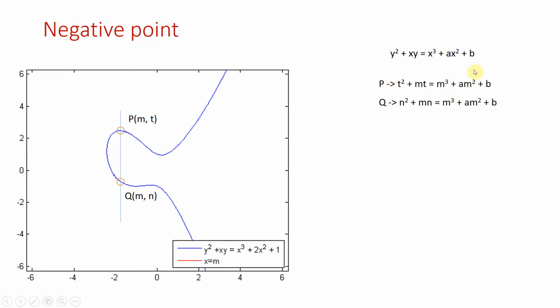The right sides are the same for these two equations. Let's find the difference of these terms, P minus Q. The right side will become 0 because they are the same, but the left side will become t squared plus mt minus n squared minus mn, and it's equal to 0.